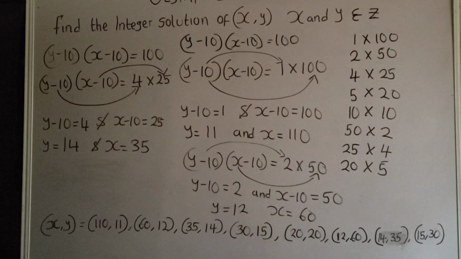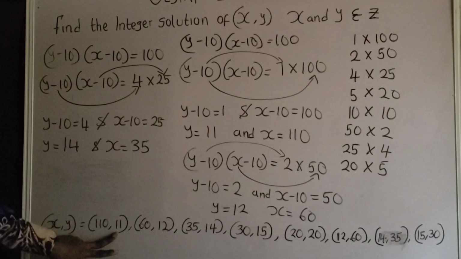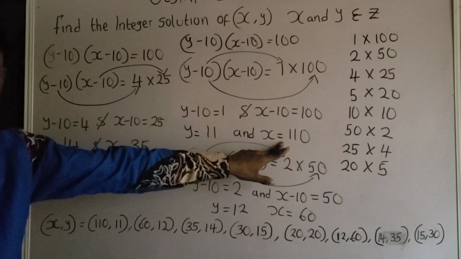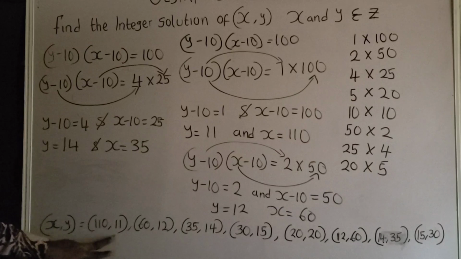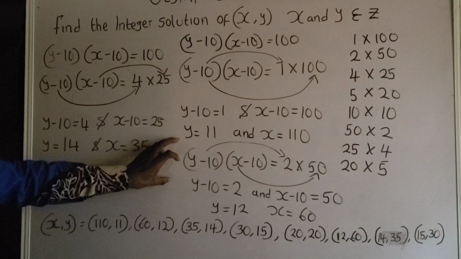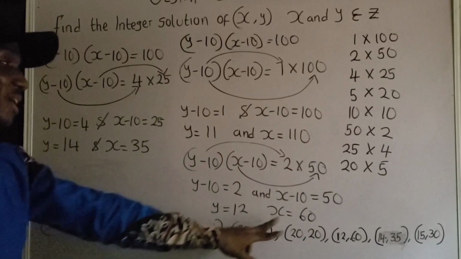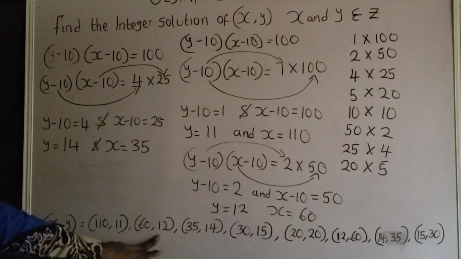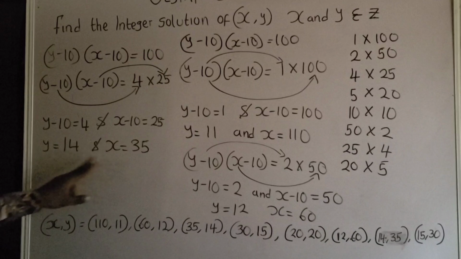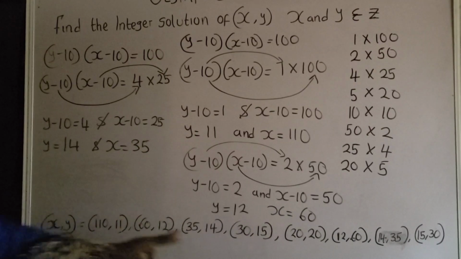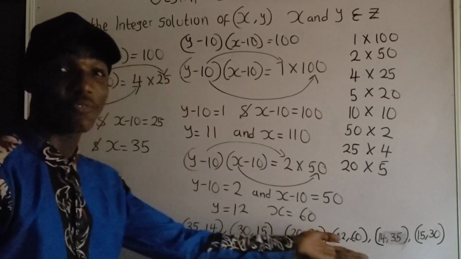These are the values of x and y that you are going to get if you use the same approach. 110, 11, that is, x is 110 for the first expression of 100, and y is 11. That's why I have 110, 11. For the second expression of 100, which is 2 and 50, x is 60 and y is 12. That is why I have 60, 12. For the third expression of 100, which is 4 multiplied by 25, x is 35 and y is 14. That is why I have 35, 14. So if you use the same approach, you are going to get all these values of x, y.